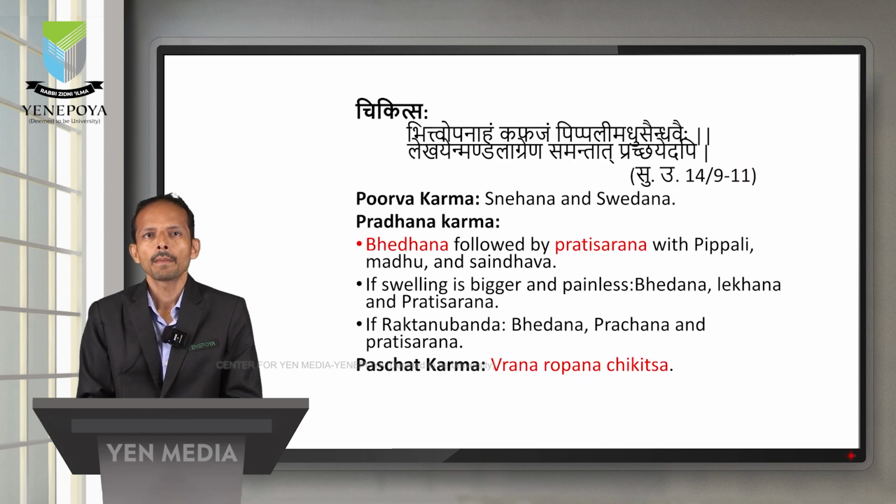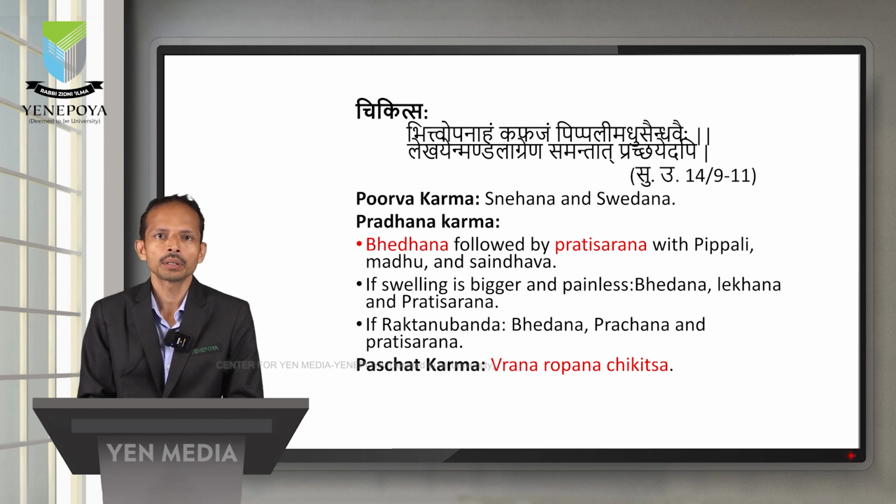And Chikitsa, Bittopanaham Kafajam, Pippali Madhu Saindavehi, Lekayen Mandalagrena, Samantat Prachayedapi. Sushruta Uttara, 14th chapter, sloka number 9 and 11. Here it is a Bedana Sadhya Vyadhi. Before the Shastra Karma, as Purva Karma, Snehana and Svedana have to be carried out. Then Bedana, followed by Pratisarana with Pippali, Madhu and Saindava.